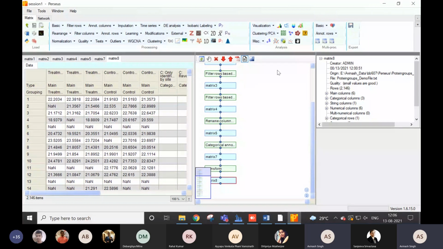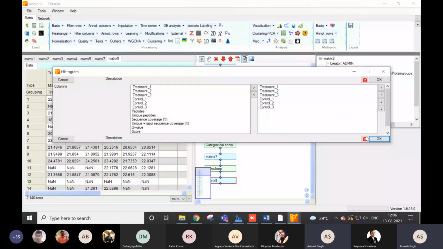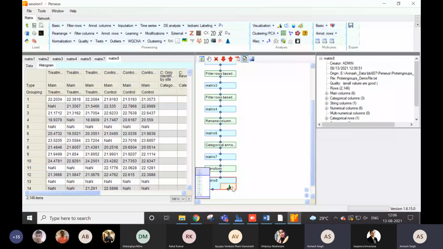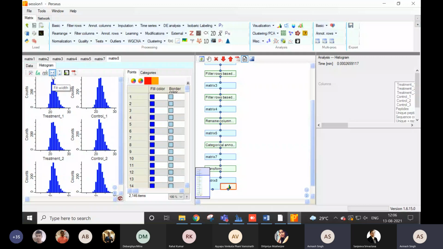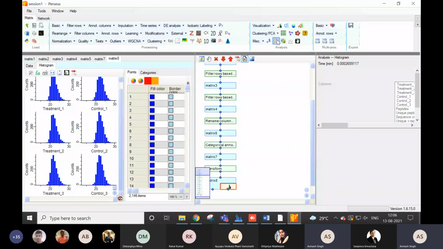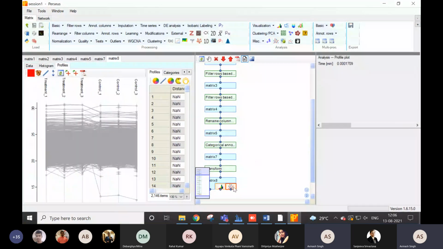After transformation, you can see how your data is, because we also have to check the number of proteins represented in the samples and the distribution of the samples. By using a histogram, we can see the distribution of all the samples here. Similarly, also the profile plot. The profile plot basically gives an idea about the range of those proteins and how their distribution is. And it also gives the correlation of a sample.